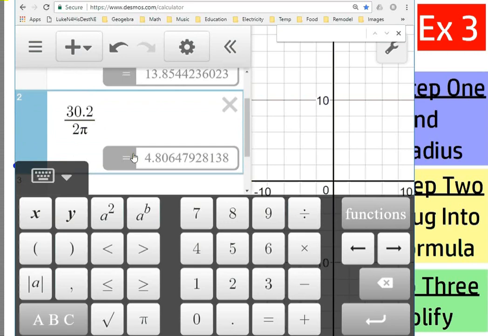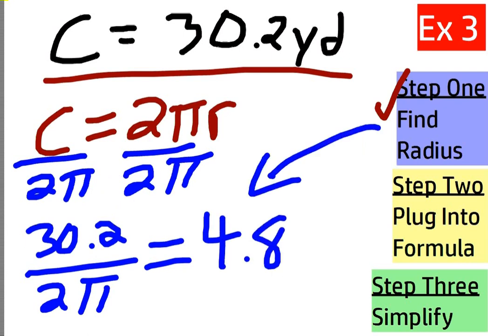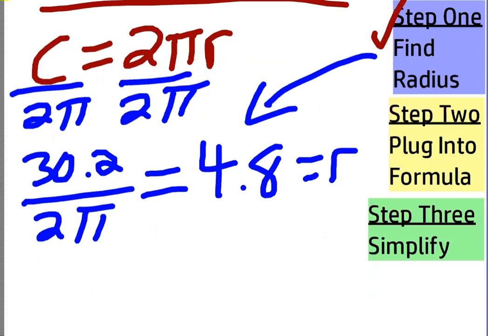Okay, so that's why step 1 tells us to find the radius. What did I just say it was? Just forgot. 4.8? Okay. That's why this is the first step: if they give you the circumference, you actually have to find the radius using the circumference formula. So 4.8 is going to be the radius. Then we can plug it into the formula.